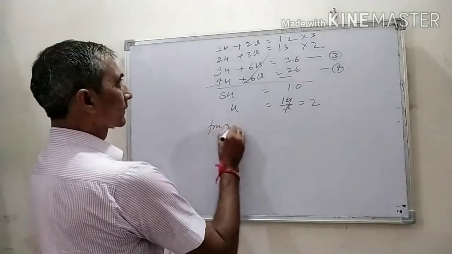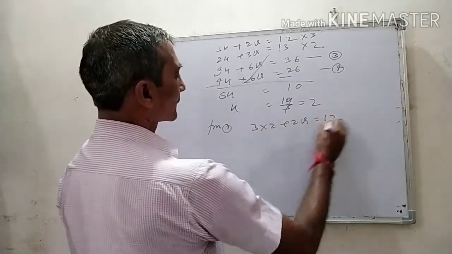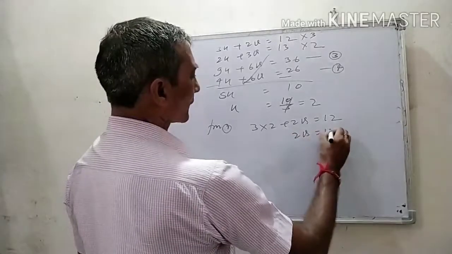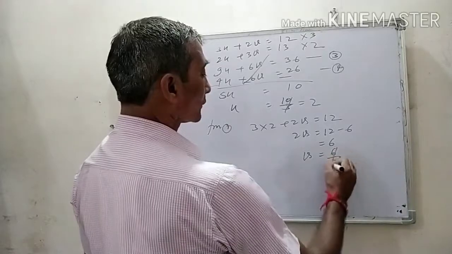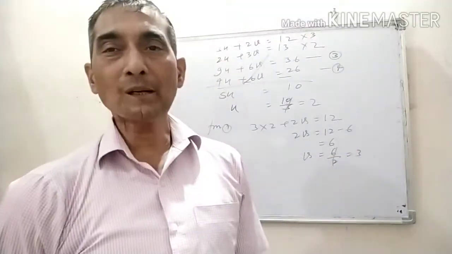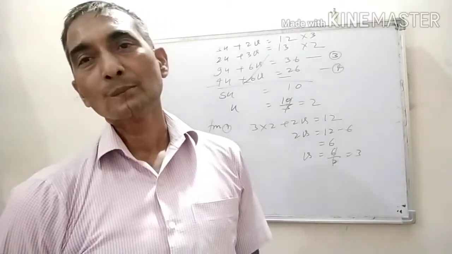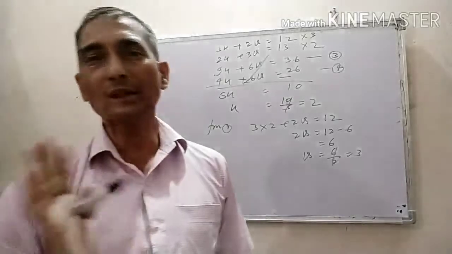From 1, 3 into 2 plus 2v equal to 12. Now 2v equal to 12 minus 6 equal to 6. Now v equal to 6 by 2, that is 3. Students, we have found the values of u and v, but our target is to find the values of x and y, not u and v.